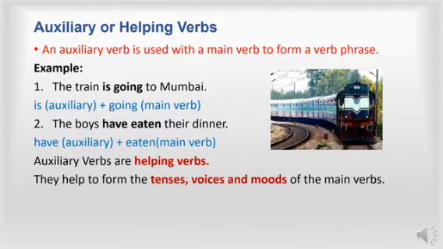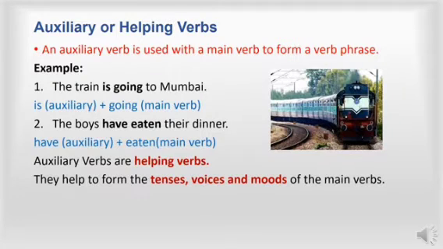Now, moving on to the next part, the auxiliary or helping verbs. Now, what are these auxiliary or helping verbs? An auxiliary verb is used with a main verb to form a verb phrase. What do we mean by this? Let us look at the example. The first example is, the train is going to Mumbai. Is an auxiliary verb and going is a main verb.